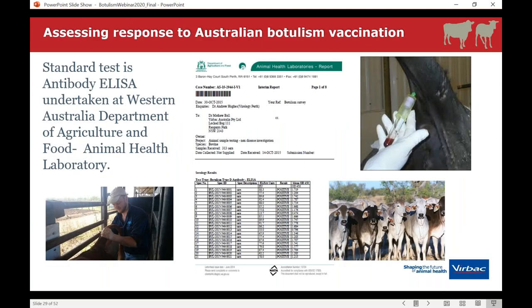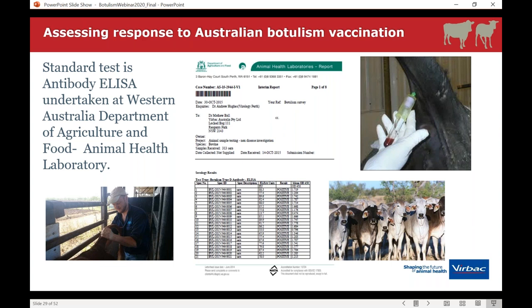So how do we have any idea as to whether cattle are protected or not? Well, we can take blood samples from the tail of cattle, and there's a picture of me here taking some blood samples from cattle, and we can send them off to a laboratory. There's only one laboratory in Australia that can do this, and it's the government laboratory in Western Australia. And in the middle is a laboratory report that I received from this many years ago.